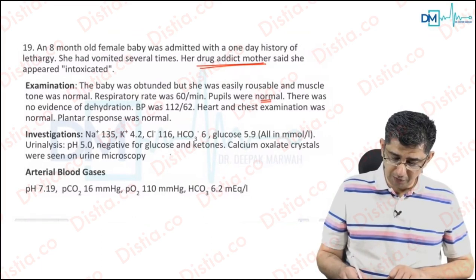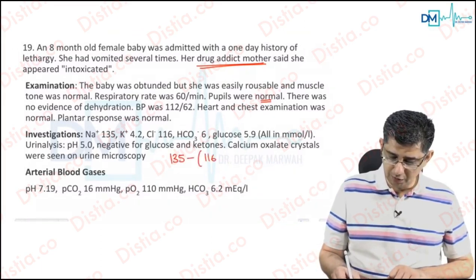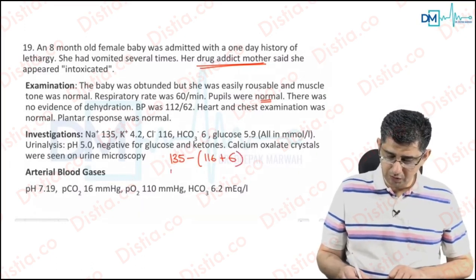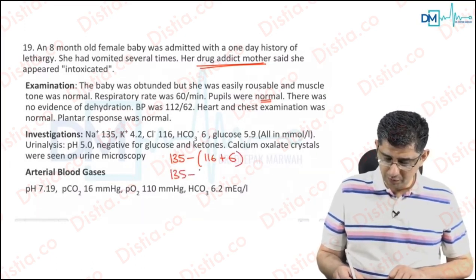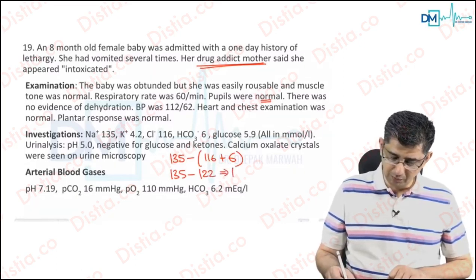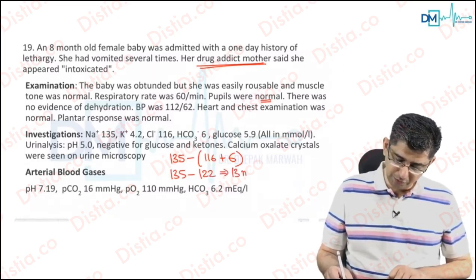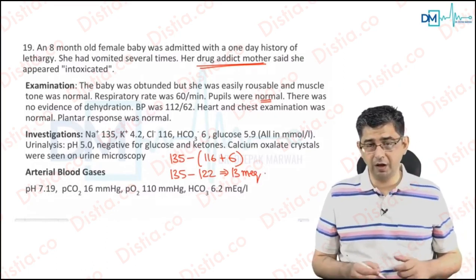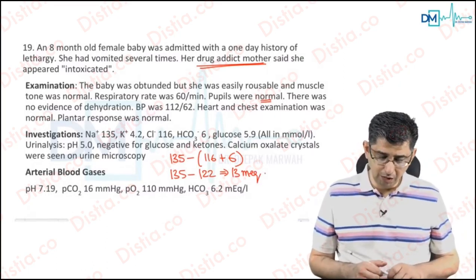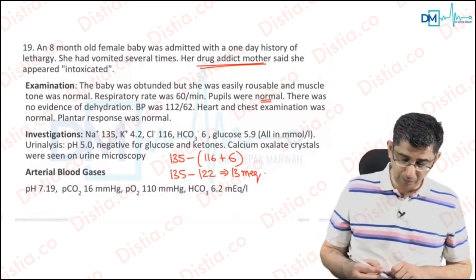Sodium is 135 and the chloride value is 116. Bicarbonate is 6. So let's quickly calculate the anion gap of this particular patient. And you can see that this would be something in the range of 13 milliequivalents, which is more than the average of 10. So yeah, the anion gap of the patient is increased.